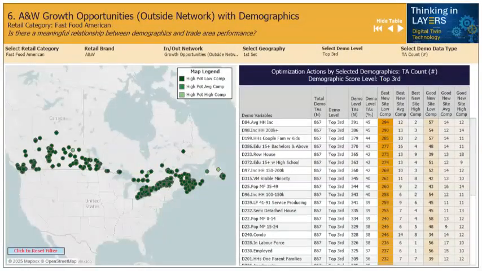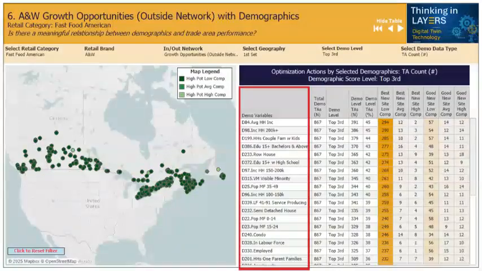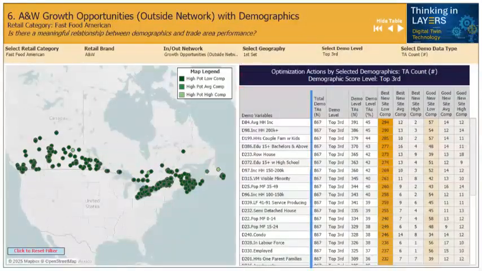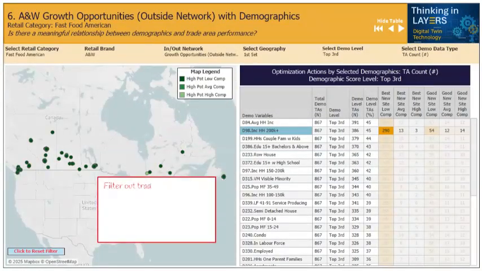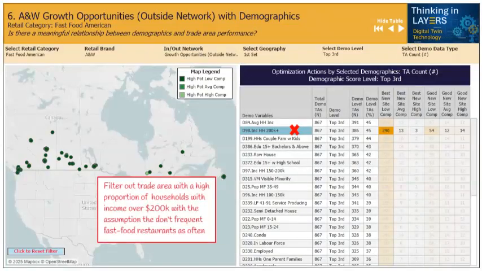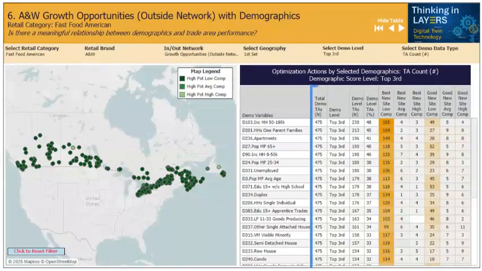Tab 6 provides the means to include demographics into the site selection process. The first column lists the demographic variable with over 2,000 available. Second is the total number of trade areas. Third, the brand level. Fourth, the trade area count. Let's remove trade areas where there is a high proportion of households with income over $200,000, with the assumption that high-income households may not frequent fast food restaurants as often as lower-income households. This brings the total number of potential new sites down to 475.